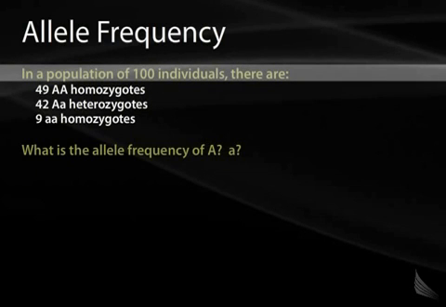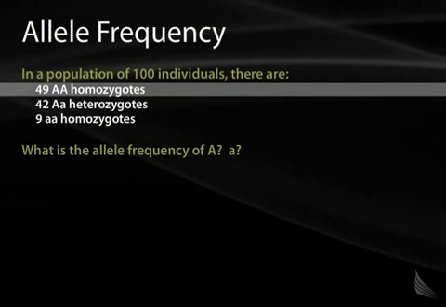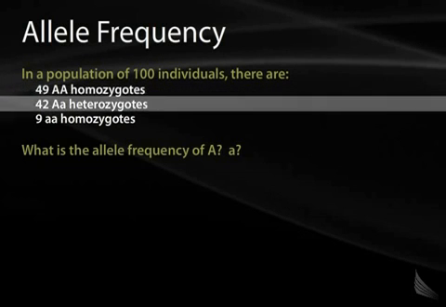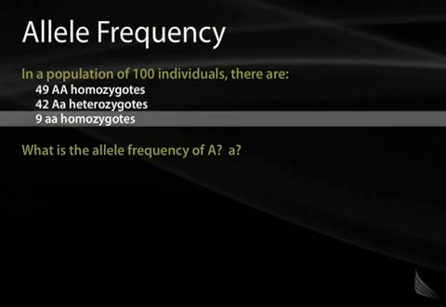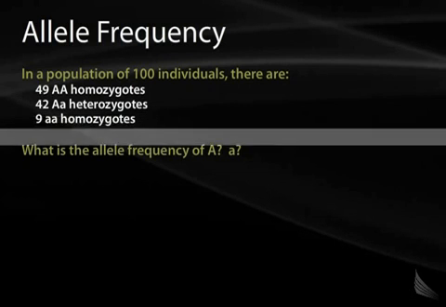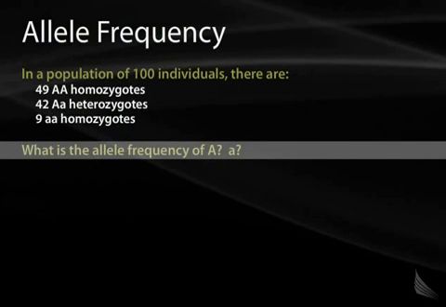So let's look at how we might apply this. In a population of 100 individuals, there are 49 big A homozygotes, 42 heterozygotes, and 9 little a homozygotes. So what is the allele frequency of big A, and what is the allele frequency of little a?